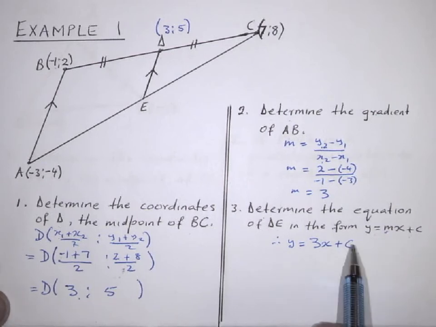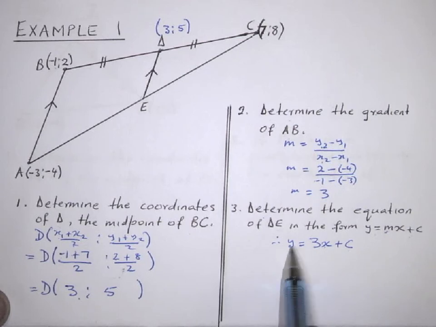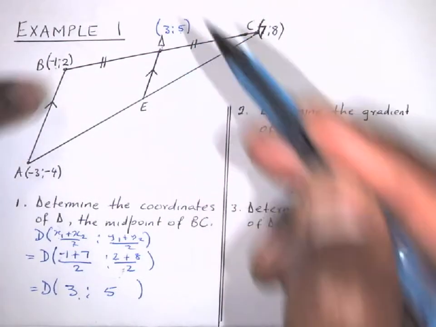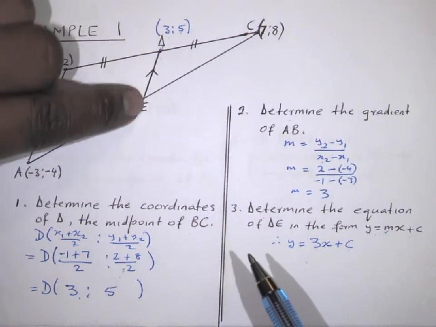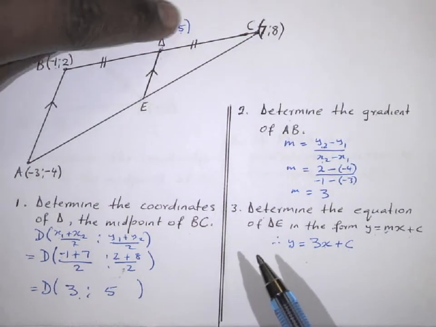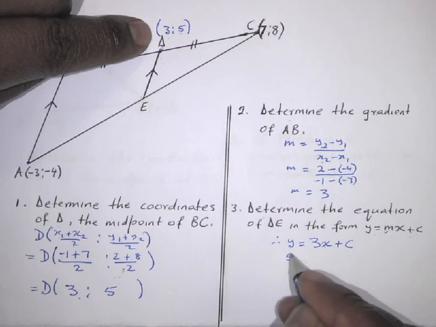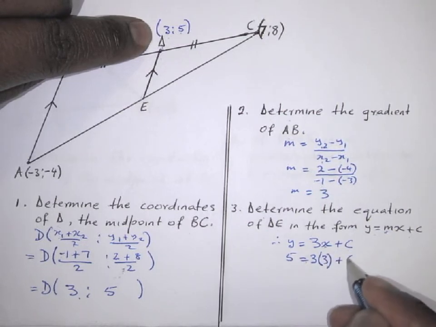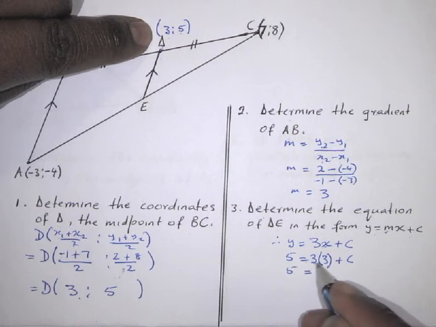To find c, I must know what is x and what is y. The line DE passes through the point (3, 5), so I'll use that point because DE is on (3, 5). X is 3, y is 5. So I'll put a 5 here. 5 is equal to 3 times the x, which we said is 3, then plus c. So 5 is equal to 3 times 3, that's 9, then plus c.